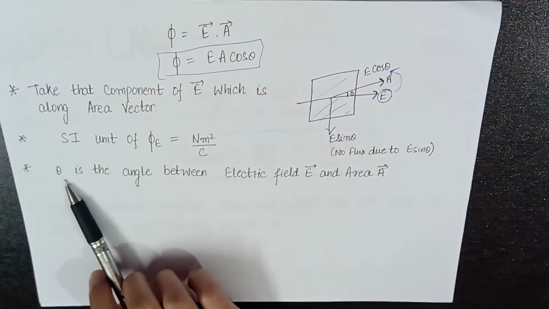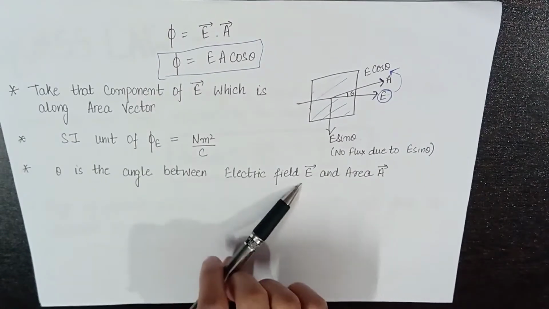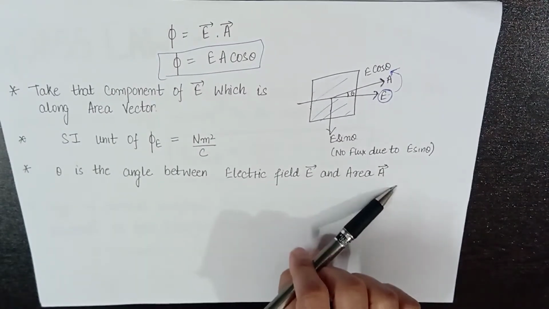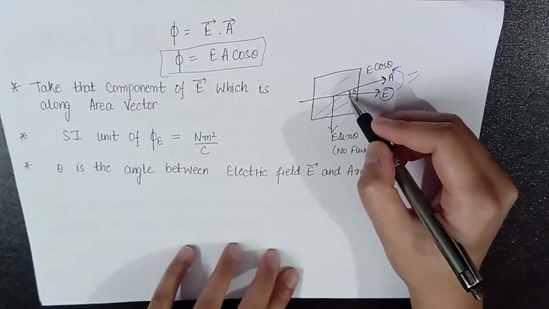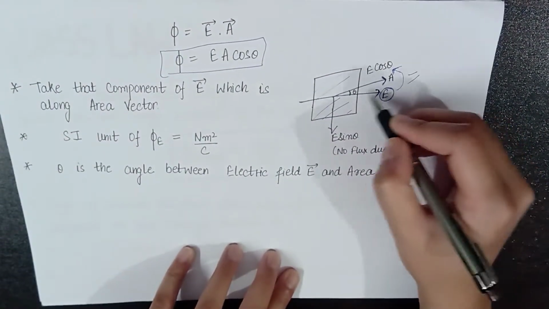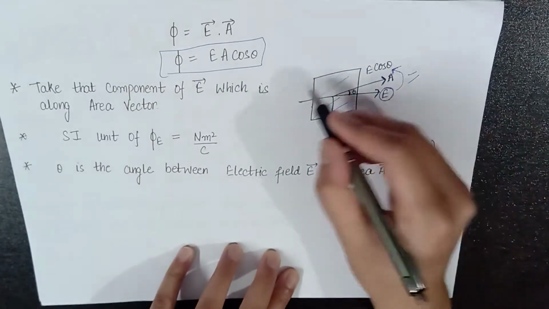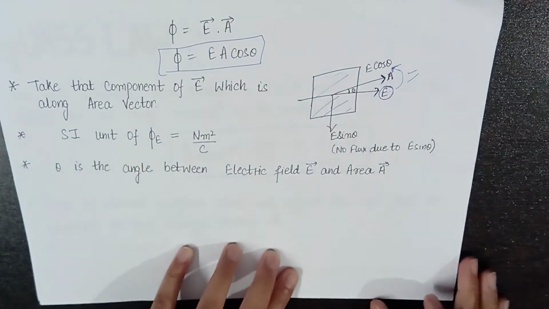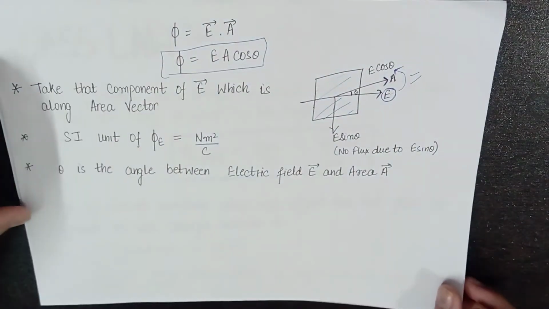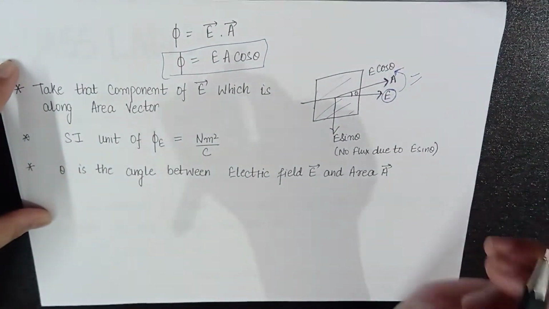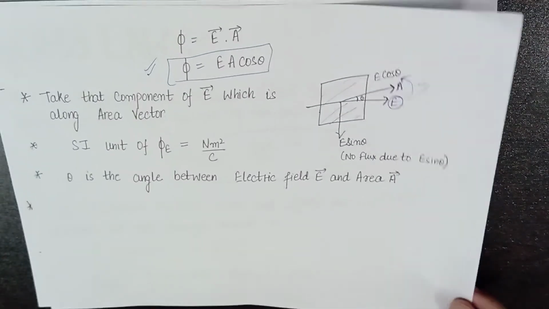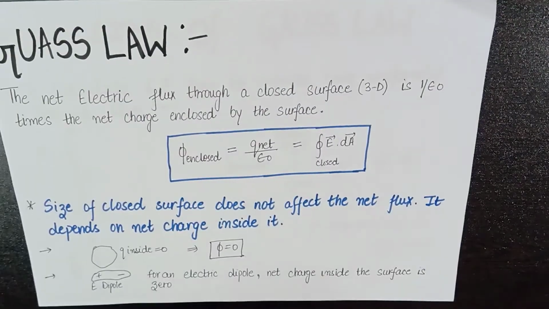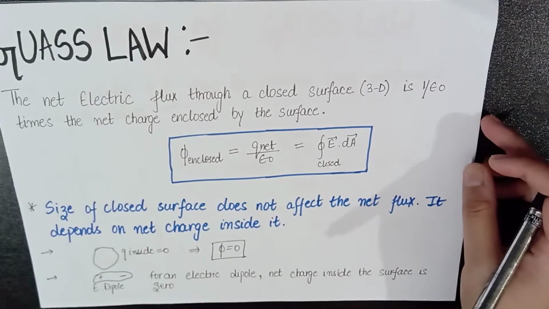And the third one is that theta is the angle between the electric field E and the area vector A. As we have seen clearly here, theta is the angle between the electric field and the area vector of this surface. So this is all about our flux. The final expression that you need to remember is phi is equal to EA cos theta. So finally we move to our topic, which is Gauss law.